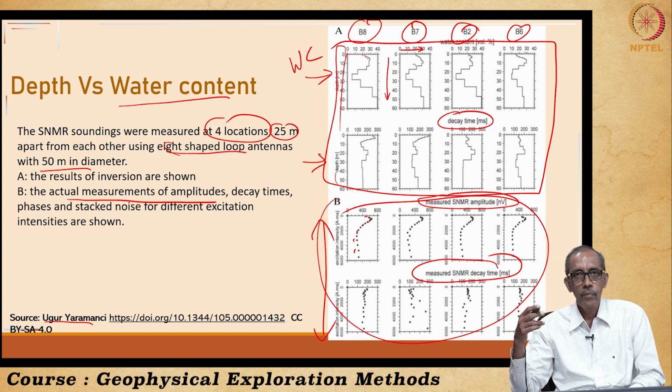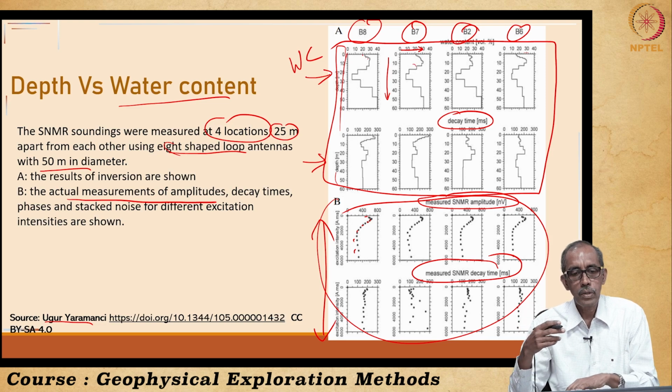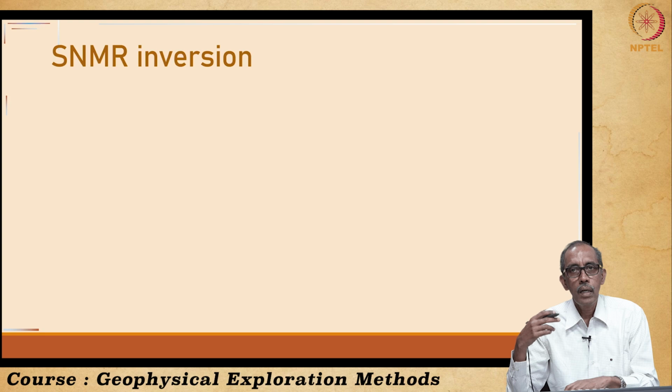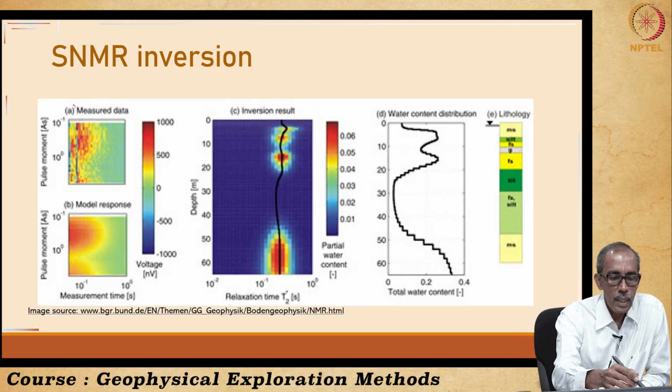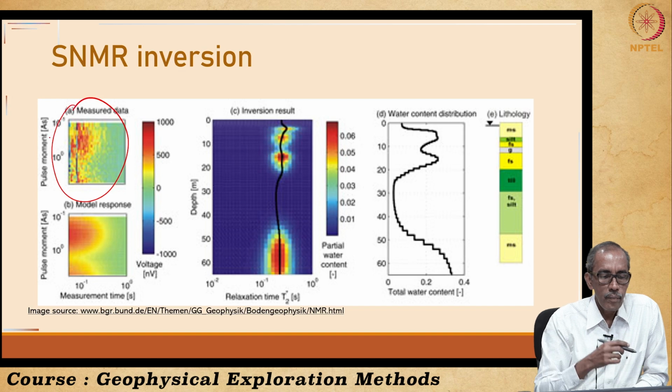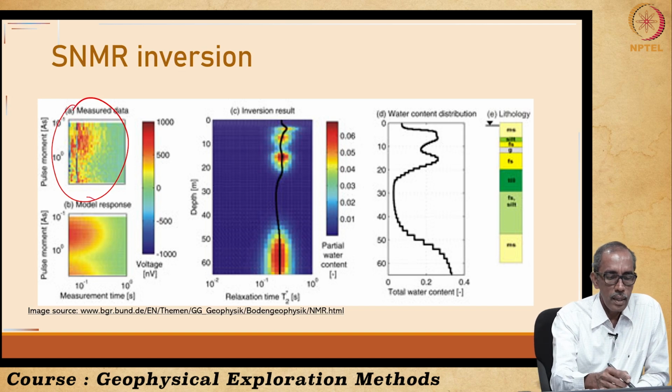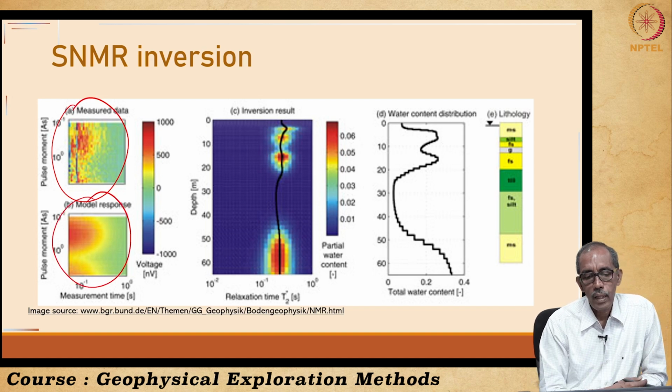So, this is how we are able to understand how water is distributed below the surface of the earth using the nuclear magnetic resonance technique, right. To add to this, as we had seen just now, inversion also helps us to get some subsurface images. So, this is the measured data, right, and this is the modeled data, right.